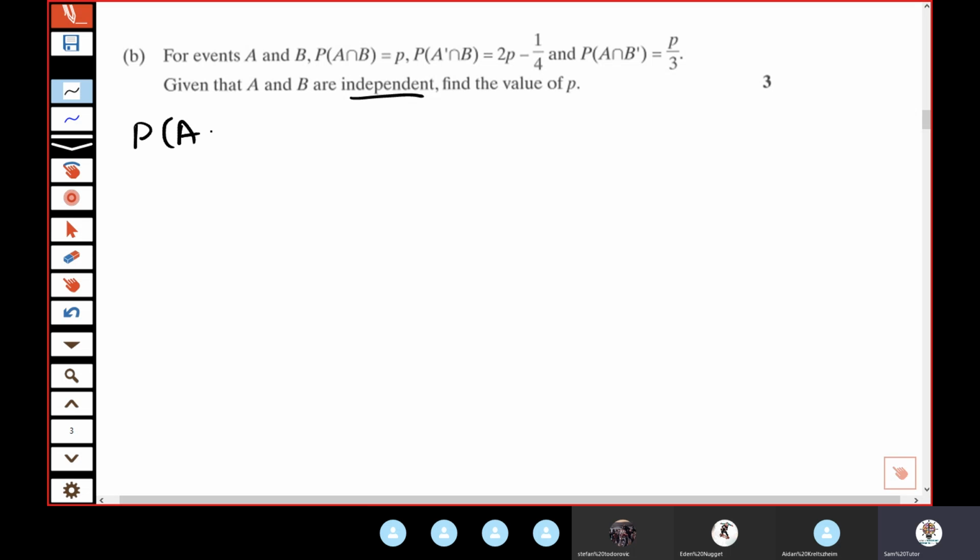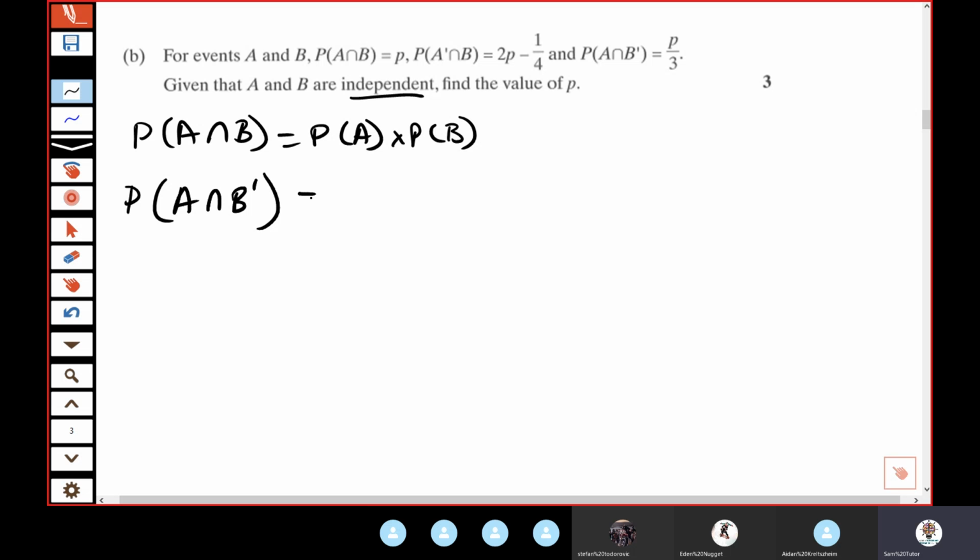Again, I'll just give you a clue with a few things. Probability of A and B, because they're independent, is probability of A times probability of B. What does this bit mean? Probability of, let's say, A and not B. Just be aware. Probability of A and not B is just probability of A.